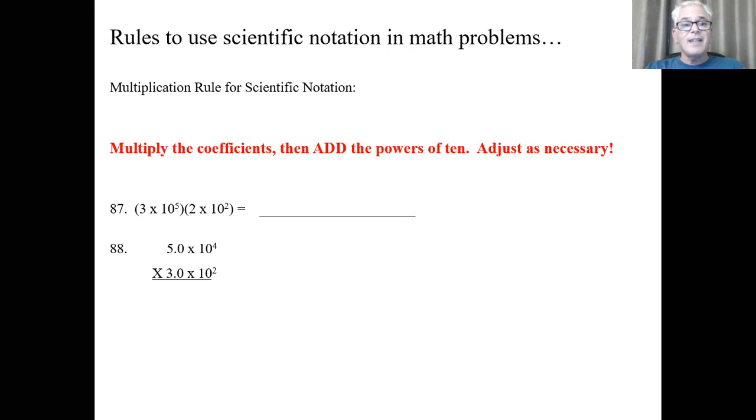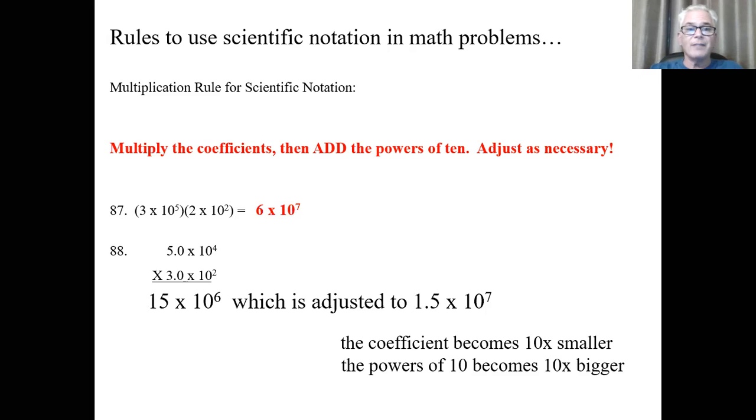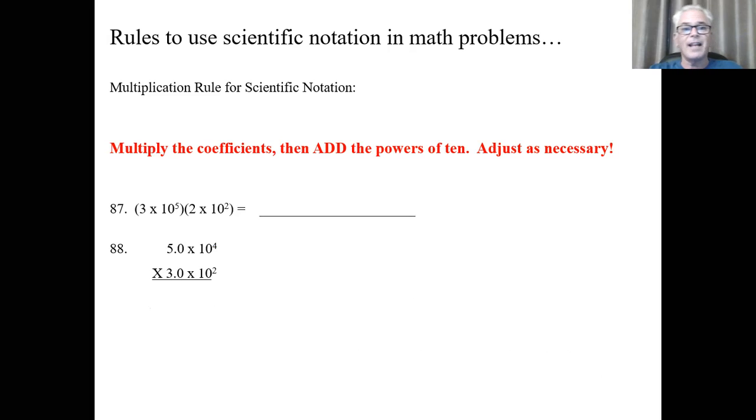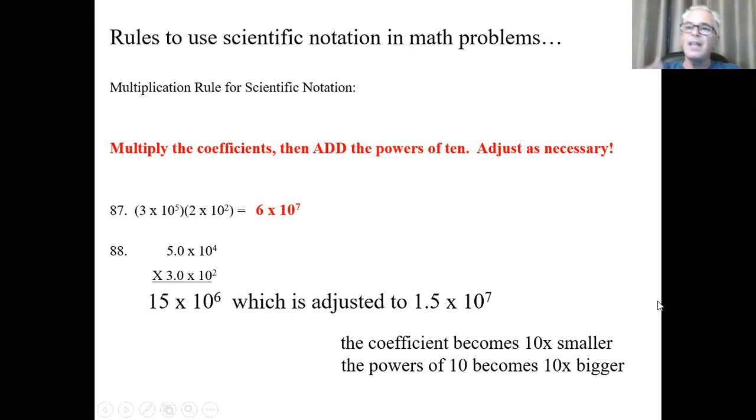So let's see, 87. You got 3 times 10 to the 5th times 2 times 10 to the 2nd. The coefficients are 3 and 2. What's 3 times 2? 6. So it's going to be 6 times 10 to the, what's 5 plus 2? Look at that. Now for this next one, 5.0 times 3.0, that's going to be 15. 5 times 3 is 15 times 10 to the 6th.